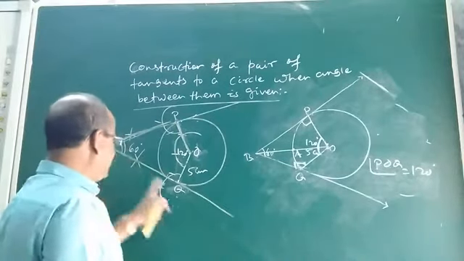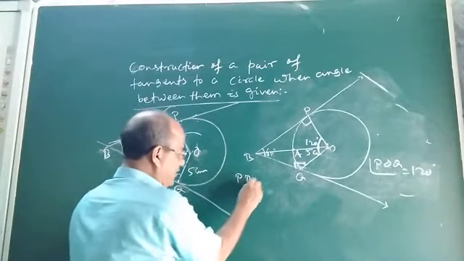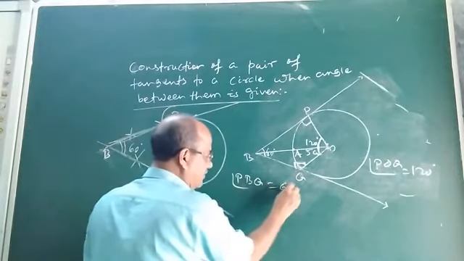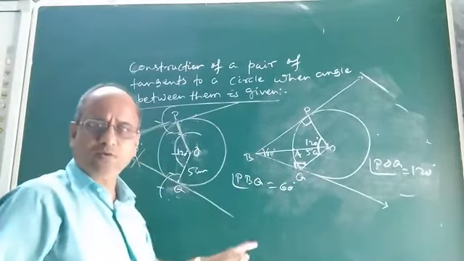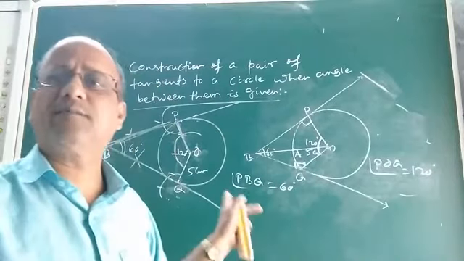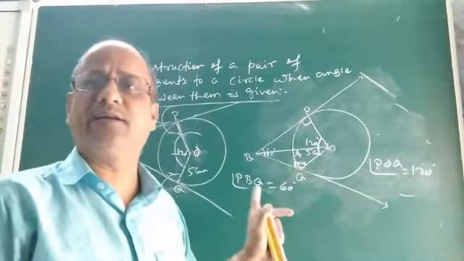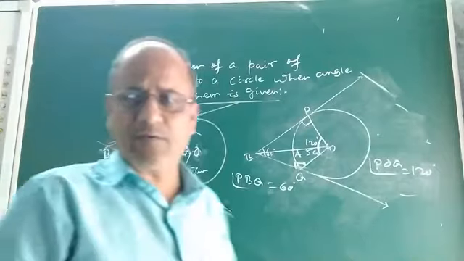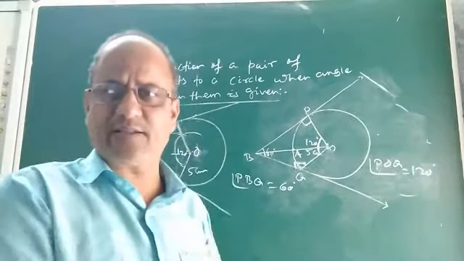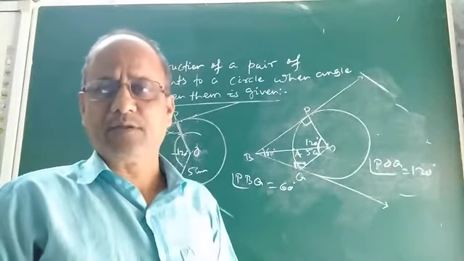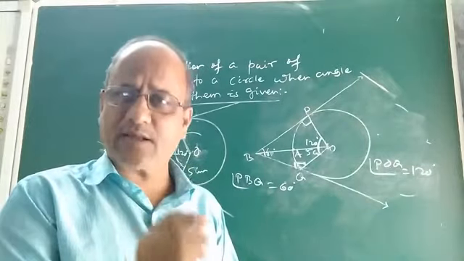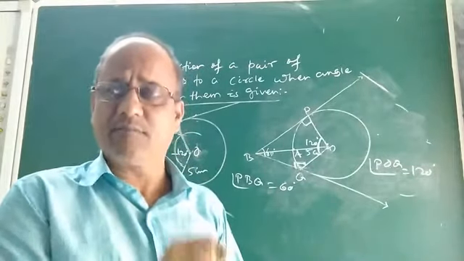That means angle PBQ will automatically become 60 degrees. Thus we proved that the angle of inclination between the two tangents is 60 degrees. So this is one of the ways. This is the easy method to construct a pair of tangents to a circle if the angle of inclination between them is given.